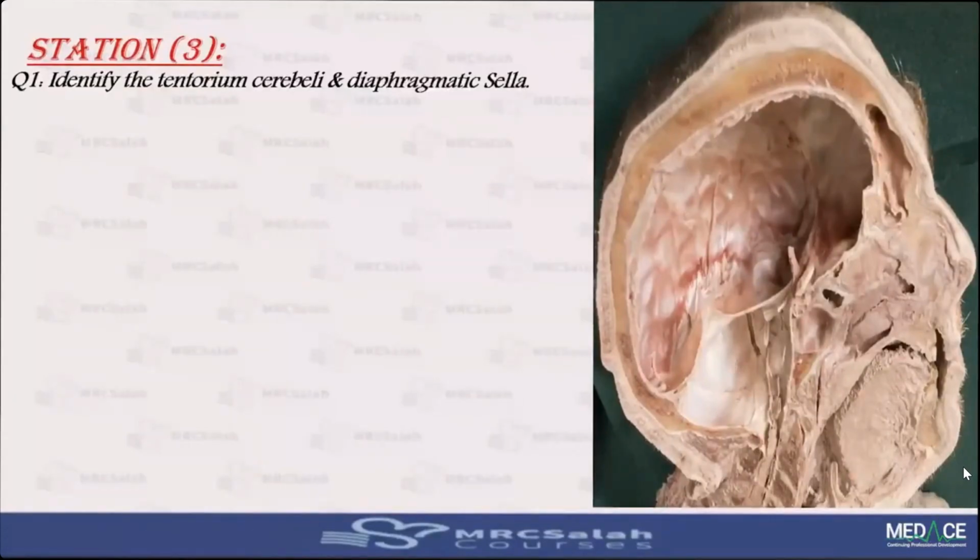Are you sure? No, it's actually the line on top of it. Yes. Here, this is the falx cerebelli in between the two hemispheres of the cerebellum, but the one which lies transversely is the tentorium cerebelli. And where is the diaphragma sellae? The sellae is closer to the sella turcica, more anterior. Yes, this one. Good.